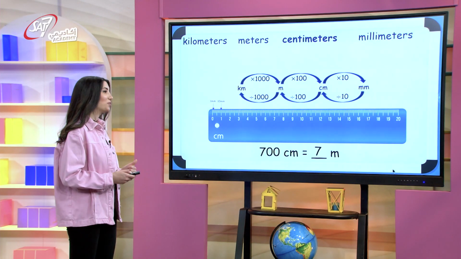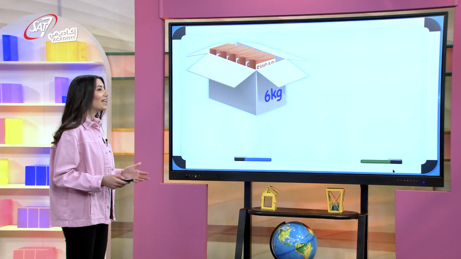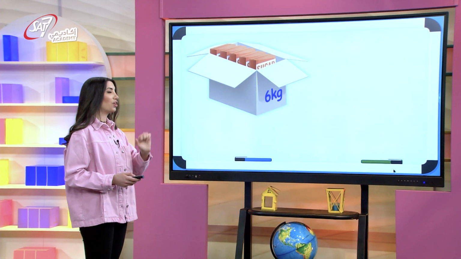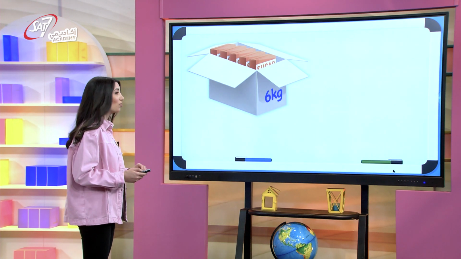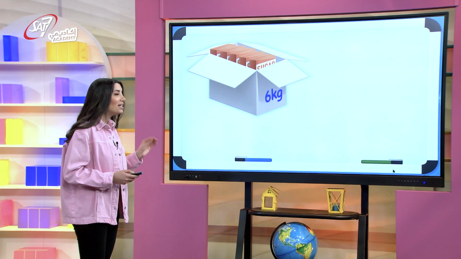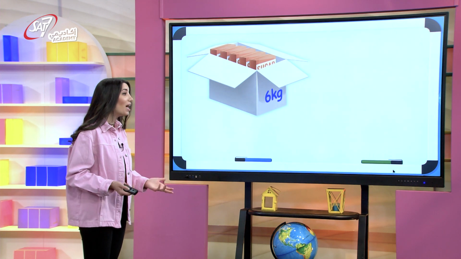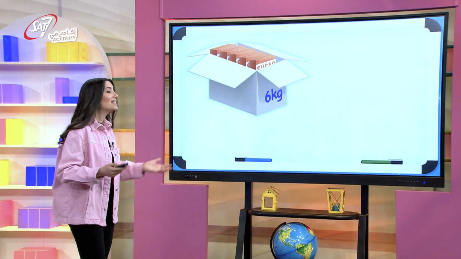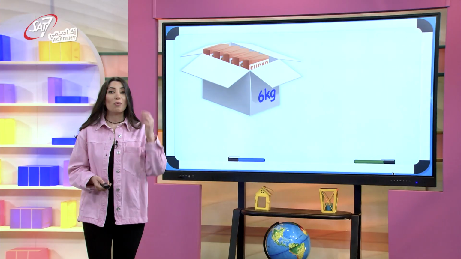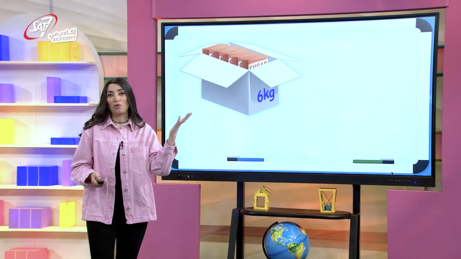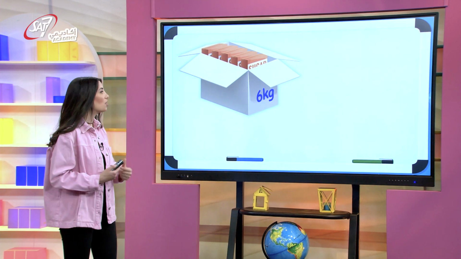Let's now have a challenge. A box contains 5 packages of sugar. The total weight of 5 packages is 6 kilograms. How much does each of the packages weigh in grams? If they all weigh 6 kilograms together, then we should divide this amount by 5. But what is 6 divided by 5? If we divide 6 by 5, then we will end up with a fraction. Let's think of another way to solve this question, an easier way.